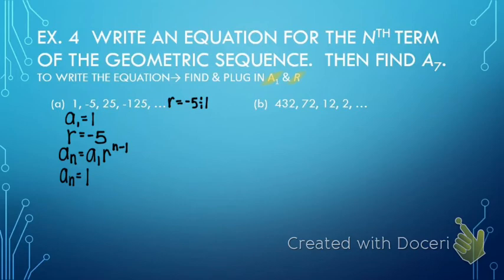That's how we're going to remember that we're multiplying and that it's not, in this case, 1 minus 5. So we are plugging r in, which is negative 5. We're going to plug it into the problem in parentheses. And then, of course, we're raising it to the power of n minus 1.